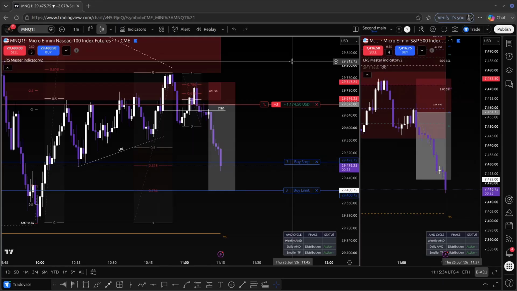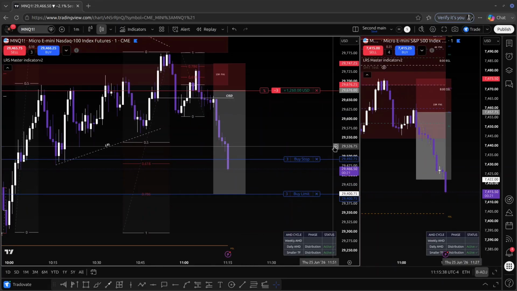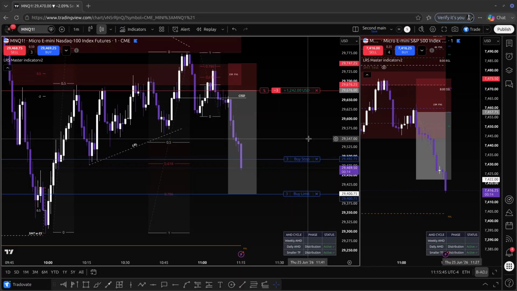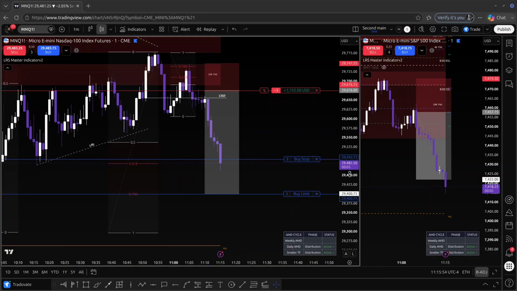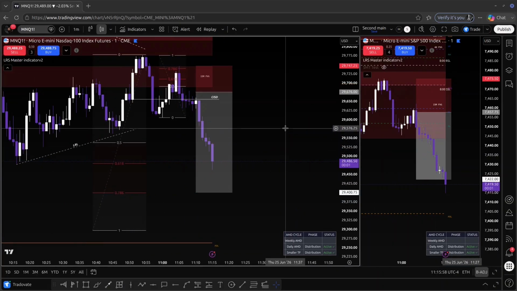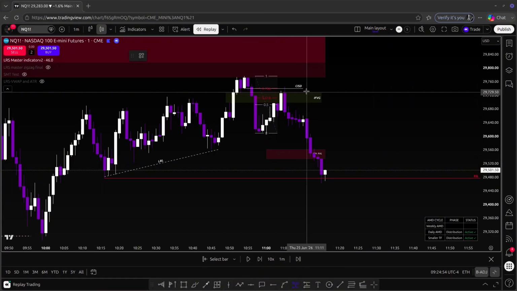30-minute power of 3. What did I tell you? 11 o'clock was going to present us with the setup. I would love for it to continue, bro. I really would. Like into this area right here. That's fine. Once again, the importance of knowing when to trail your stop.